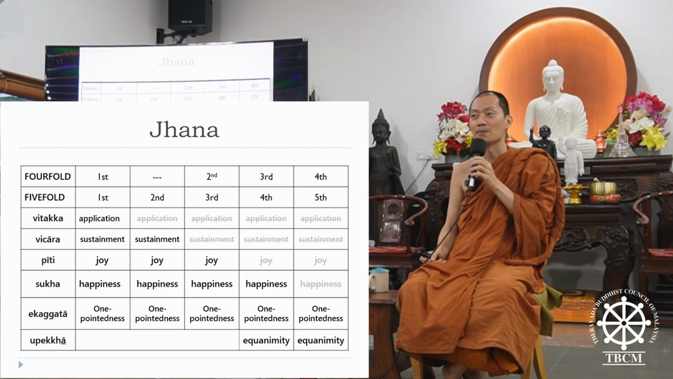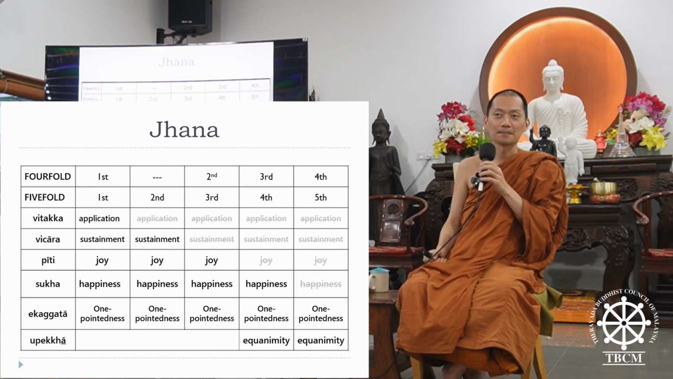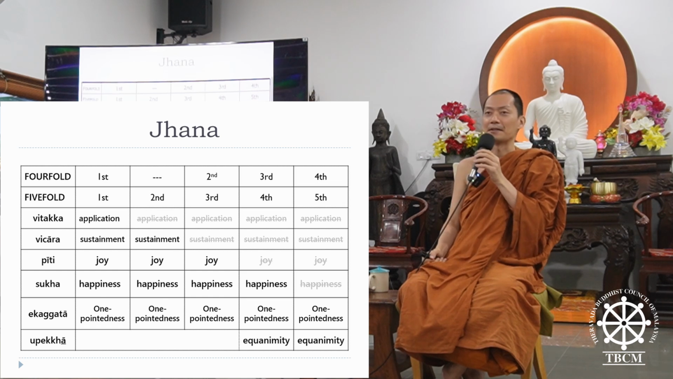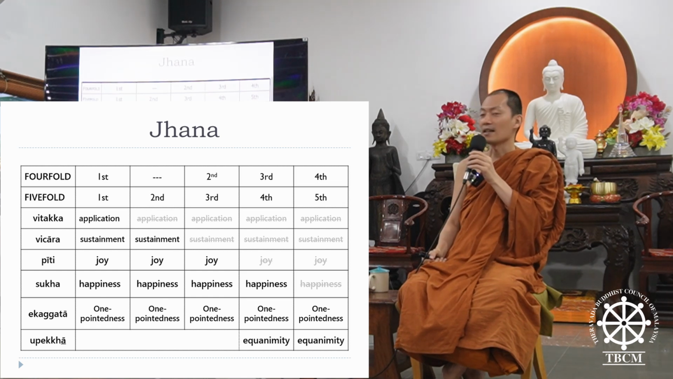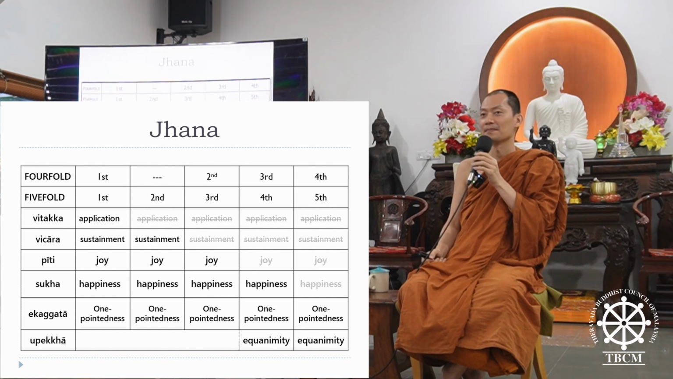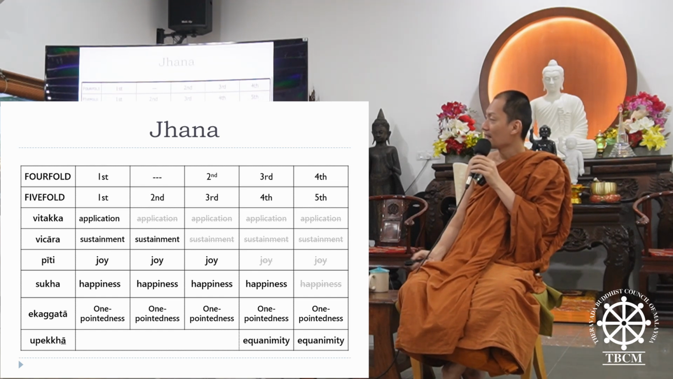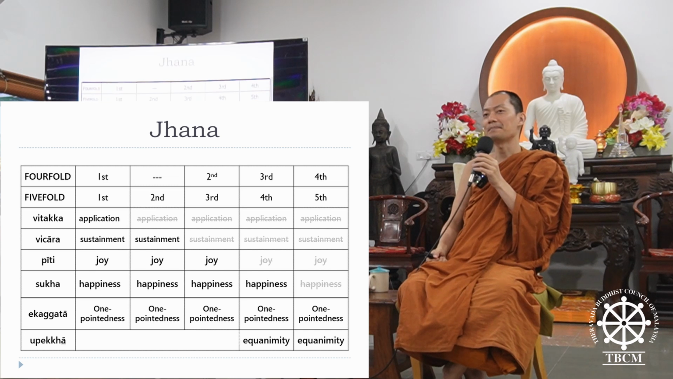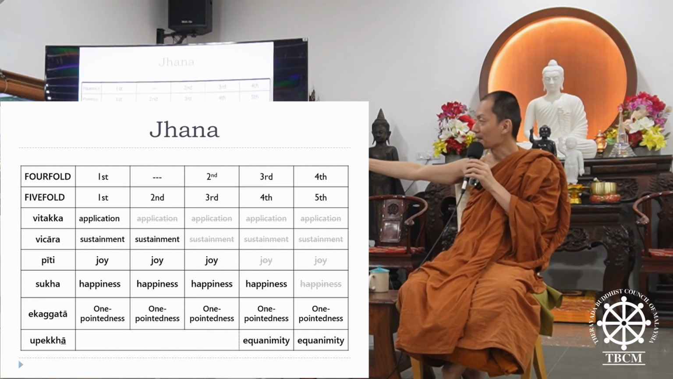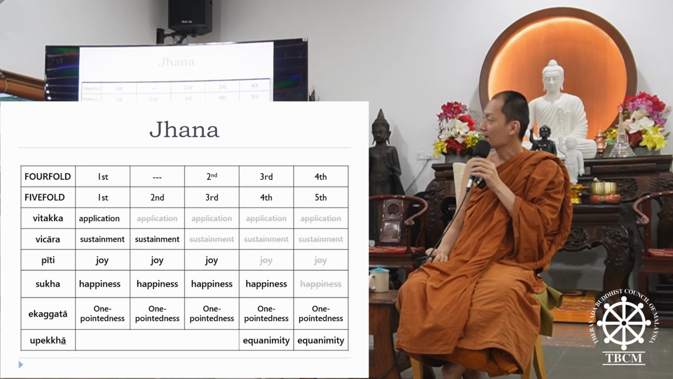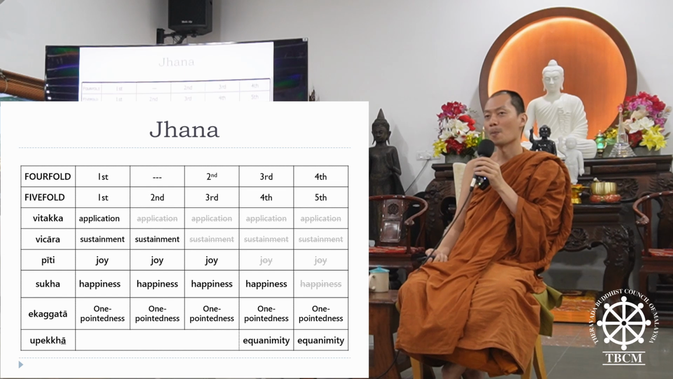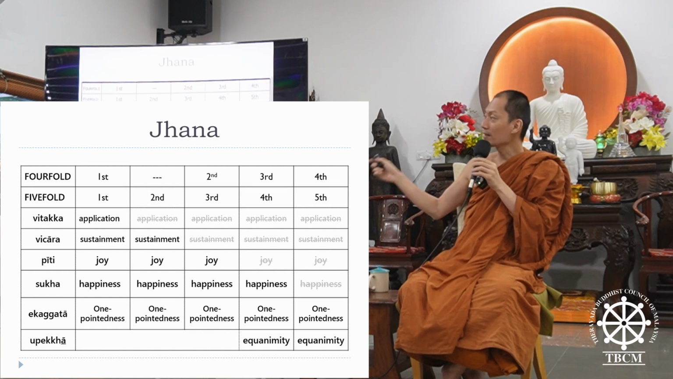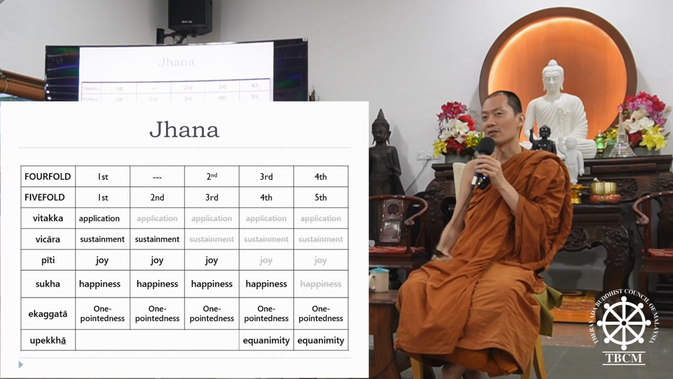All right, any questions? Yes, ignore the dash column. Equanimity is not one-pointedness, it's different. The fourth column has one-pointedness and equanimity. Yes, that's the fourth jhana. It has equanimity. One-pointedness appears throughout, from the first level all the way to the fourth level.